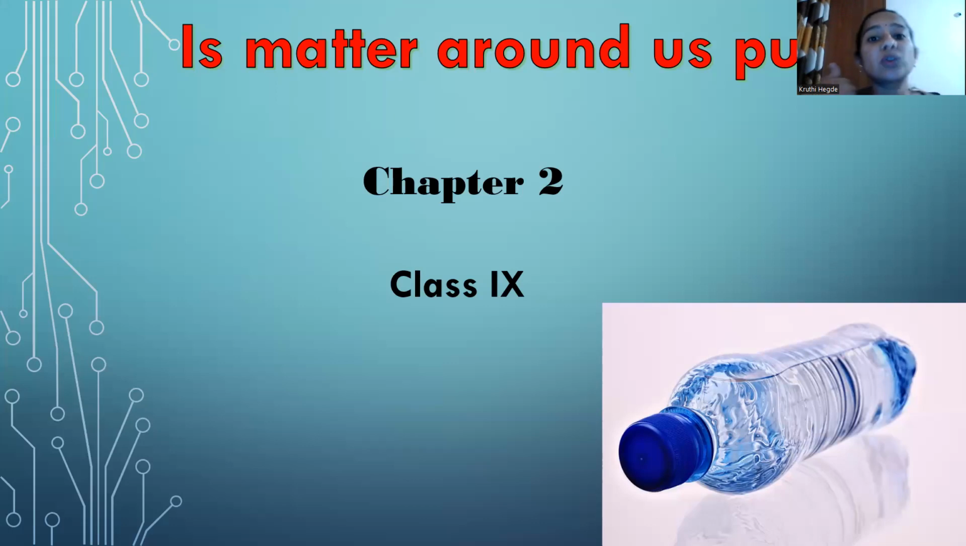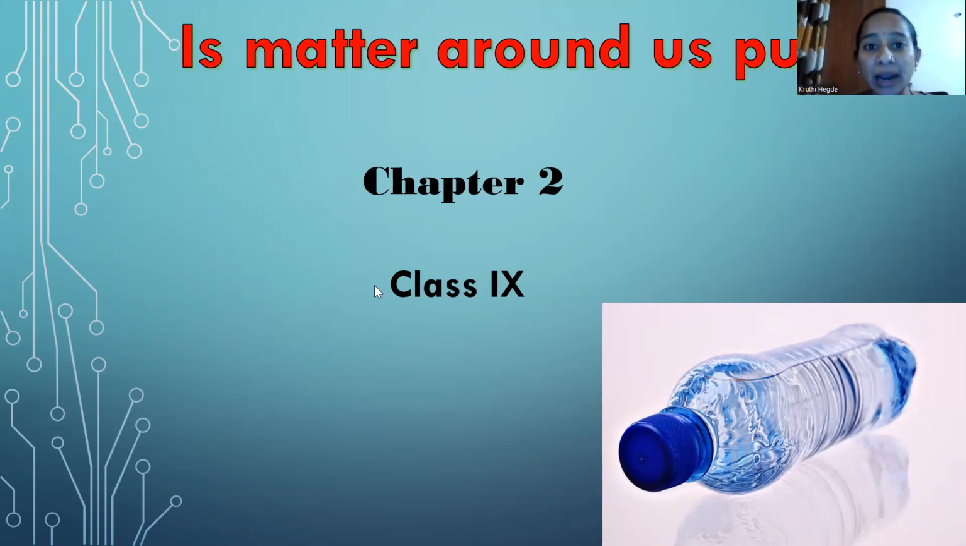One was evaporation, to separate volatile substance from non-volatile substance. The second was centrifugation, in which lighter particles are forcibly made to settle down when spun at greater speed. The third was the separating funnel, which is used to separate two immiscible liquids, which separate out as two different layers based on their densities.